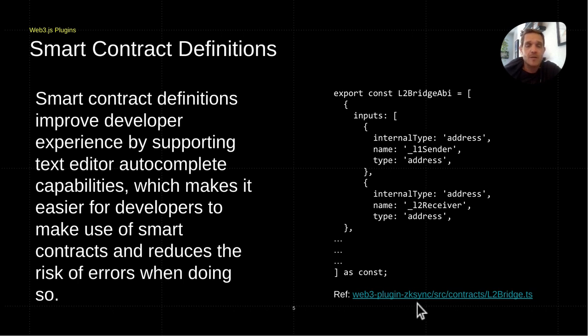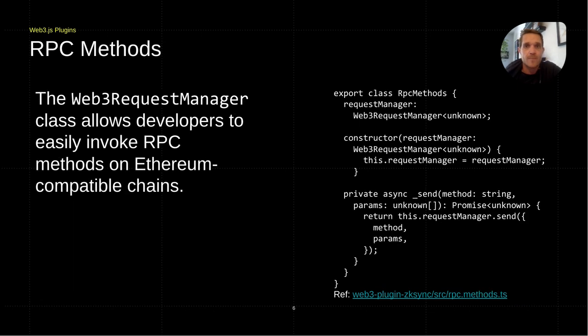I've linked down here the actual part of the ZK Sync plugin that I'm looking at. The link to these slides will be in the description of this video, and you can use that to reference this if you'd like. As you can see, I've elided some of the components here just to make it all fit and look pretty. So that's what it might look like to include a smart contract ABI into a Web3.js plugin and why you might want to do that.